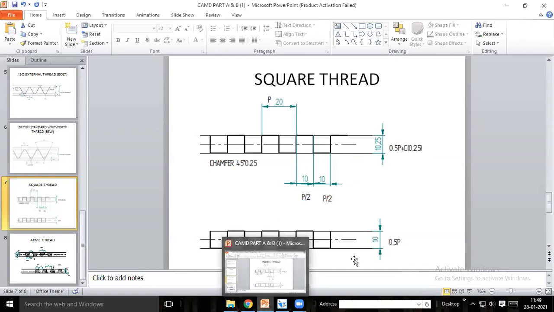So that is the difference here. In external thread, you don't have chamfer. So in external thread, you don't have chamfer and clearance. Bottom one is external thread. It does not have chamfer and clearance, whereas the top one is having chamfer and clearance.